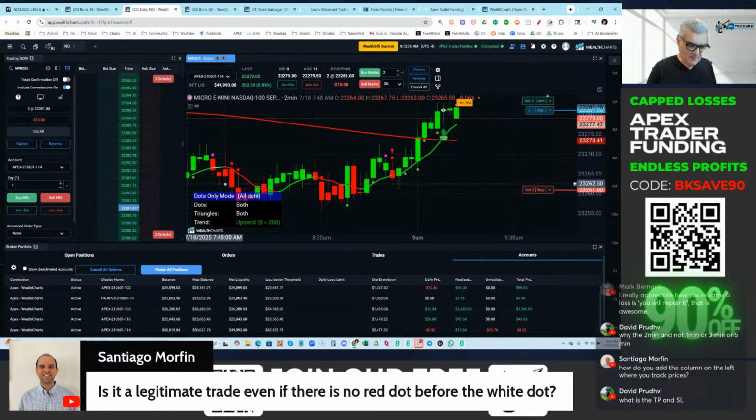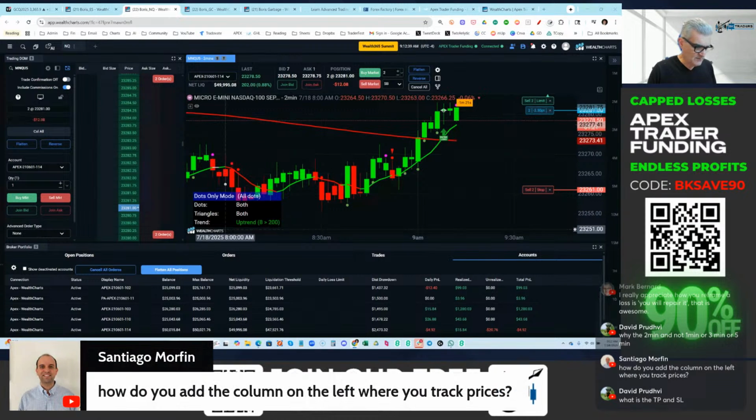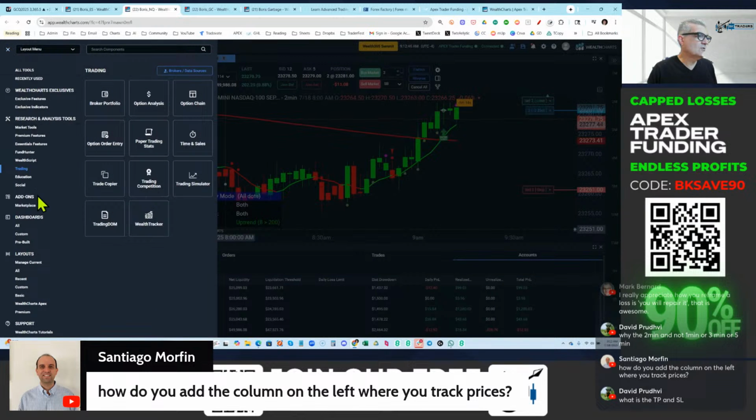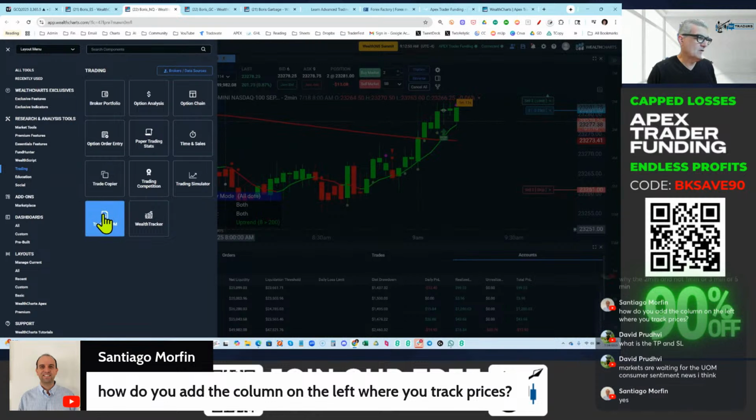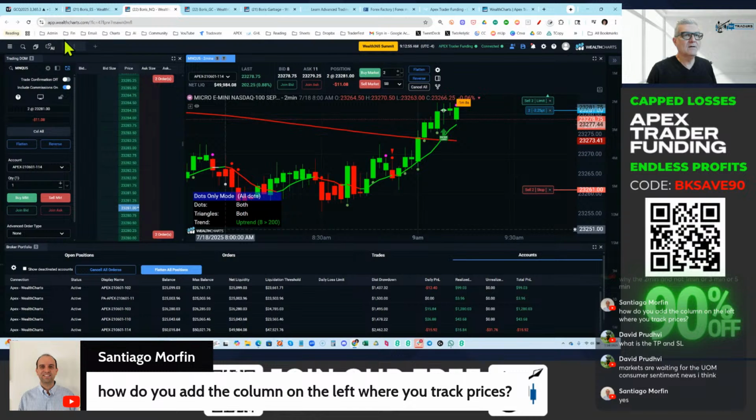How do I add the column on the left where I track? You mean the DOM column, this column over here? Is that what you're asking me? You would go in here. You would go to trading right over here. You would go trading DOM. Click on that and just place it in there, and then you can just modify it. I'll show you how to do it again in just a little bit.